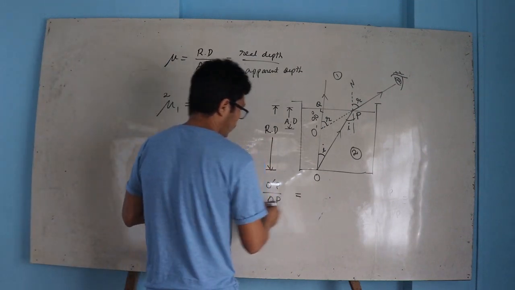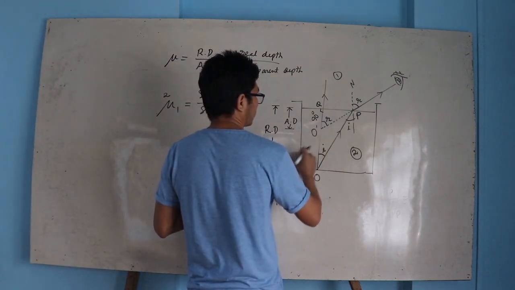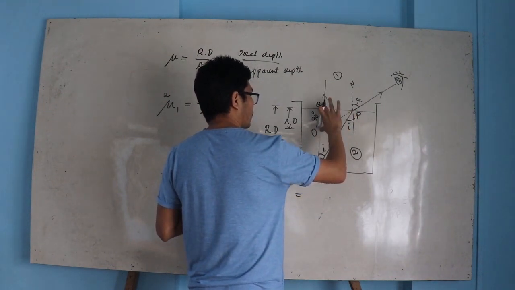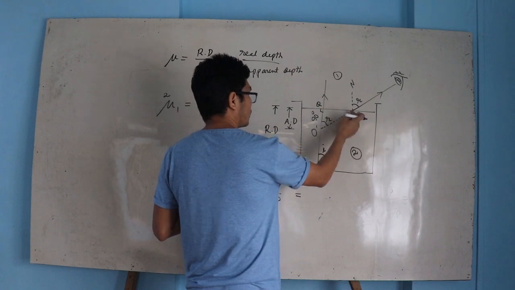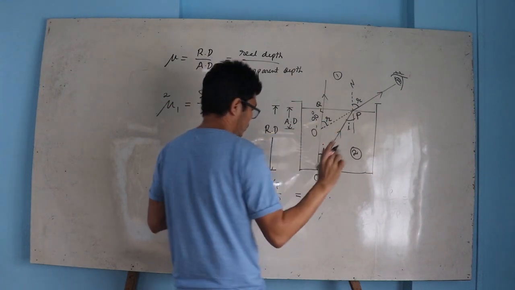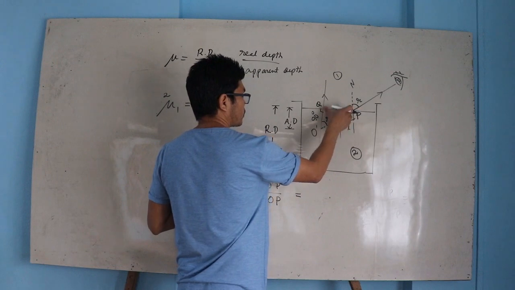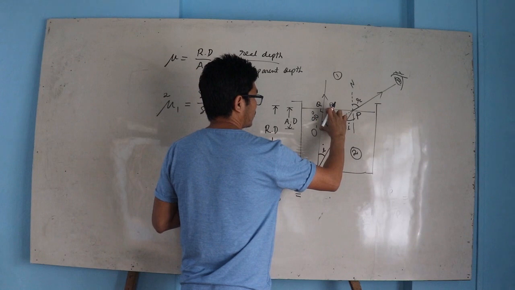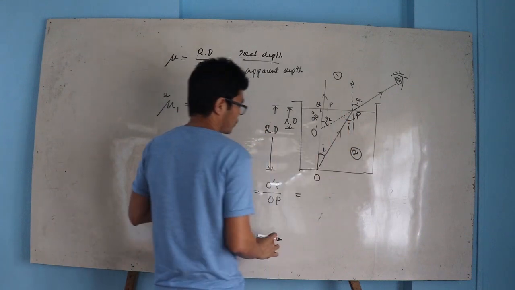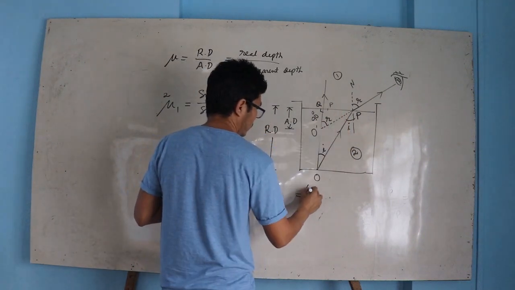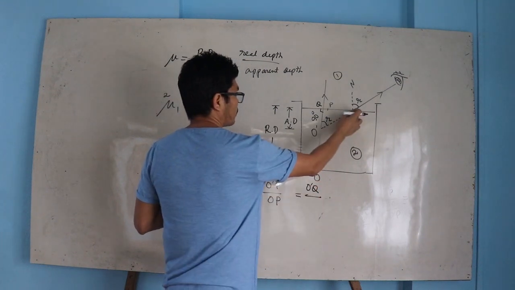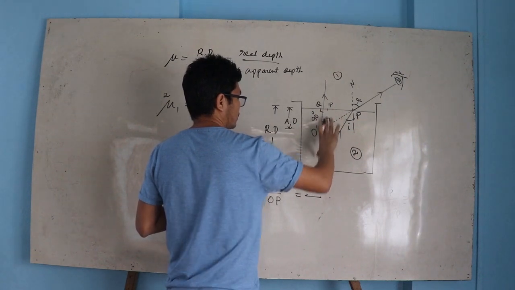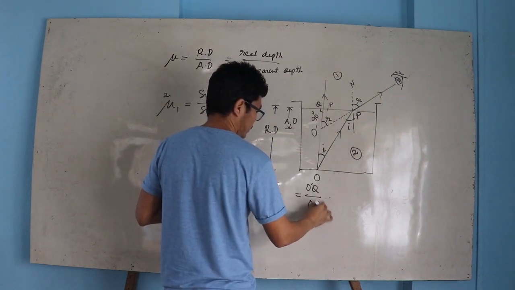Then O dash P can be written as O dash Q only when P and Q are very close. Now assume that this point P and Q are very close. Suppose a point P lies here, then O dash P will be approximately equivalent to O dash Q. So instead of this O dash P, you can write O dash Q. Similarly, if this P and Q are very close, this OP can be replaced by OQ. So you can write OQ here.